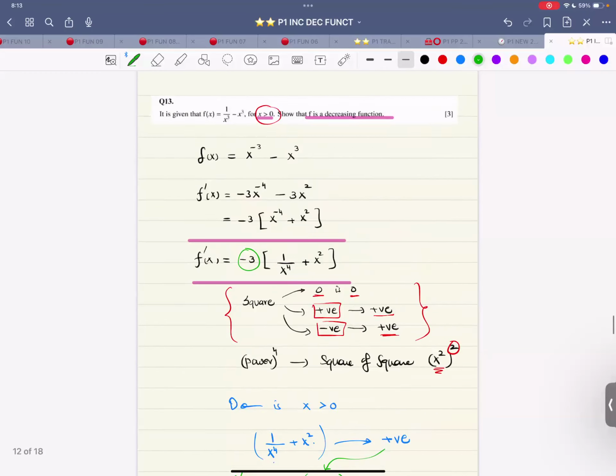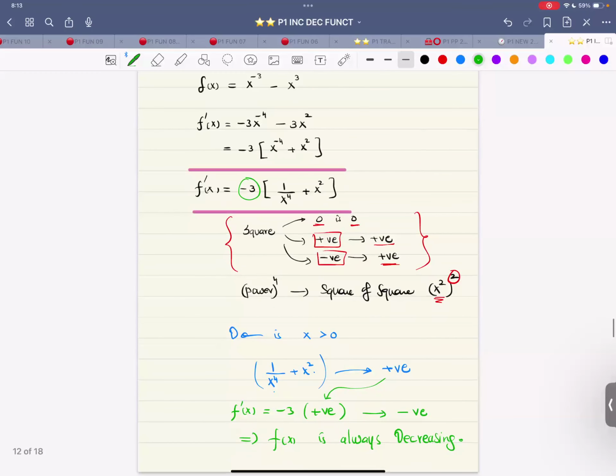Just have a good look at this. This is question number 13. And this is about the power 4 thing, and this is about the power 2 thing also. So all these messages that I'm sending, that is for you to be alert and so that you know exactly what are the things through which we passed.